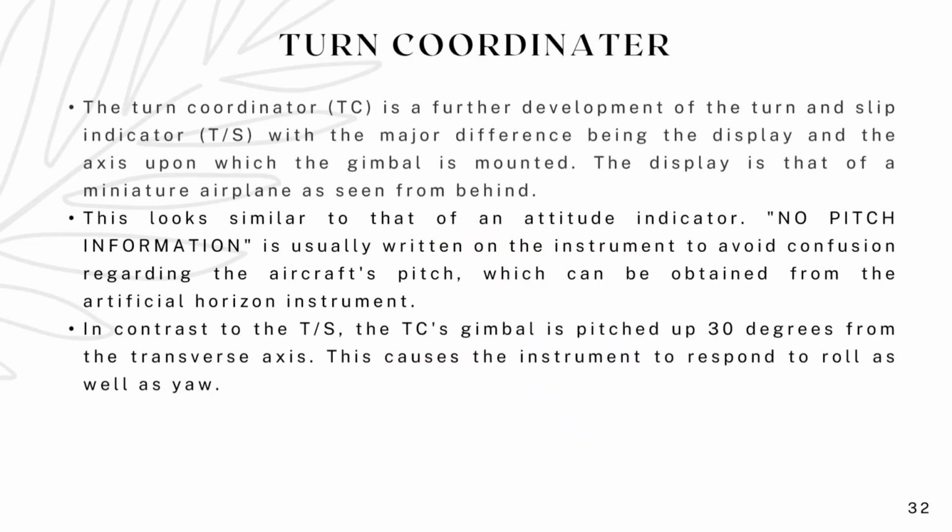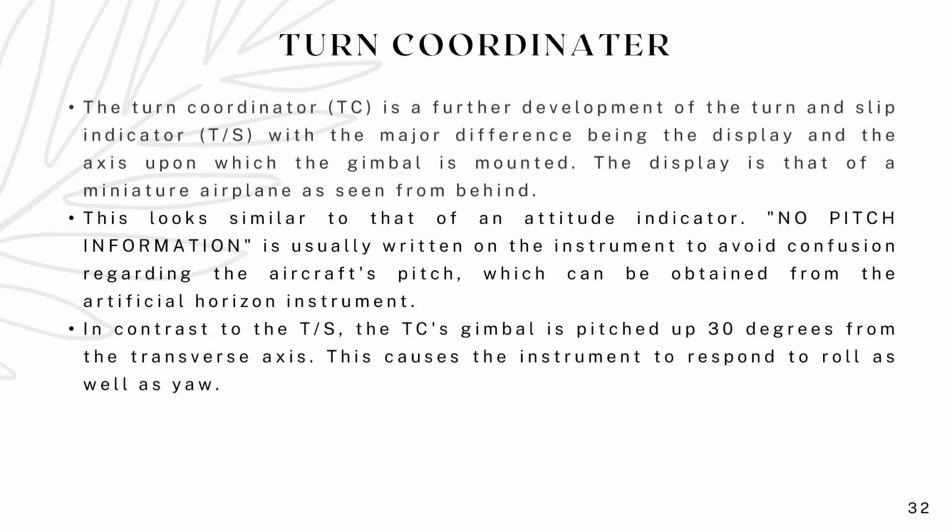Turn coordinator. The turn coordinator, TC, is a further development of the turn and slip indicator, TS, with a major difference being the display and the axis upon which the gimbal is mounted. The display is that of a miniature airplane as seen from behind. This looks similar to that of an attitude indicator. No pitch information is usually written on the instrument to avoid confusion regarding the aircraft's pitch, which can be obtained from the artificial horizon instrument.